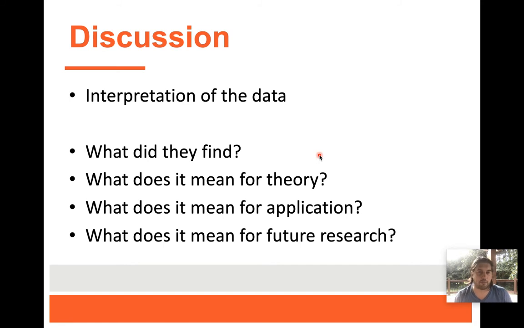Does this need to inform parents? Does this require us to update or augment a theory? And then lastly, where does this leave us for future research? What new questions do we now have? What new areas can we push into now that we have understood this particular finding?